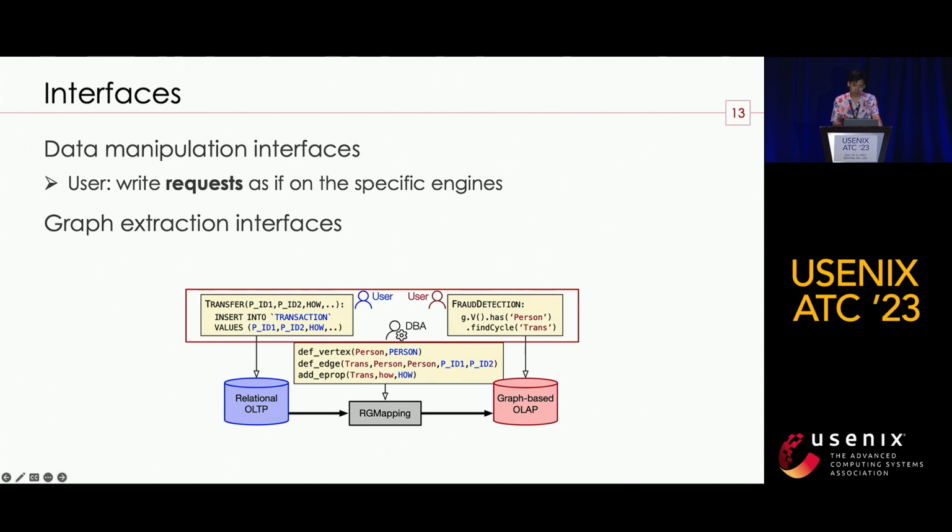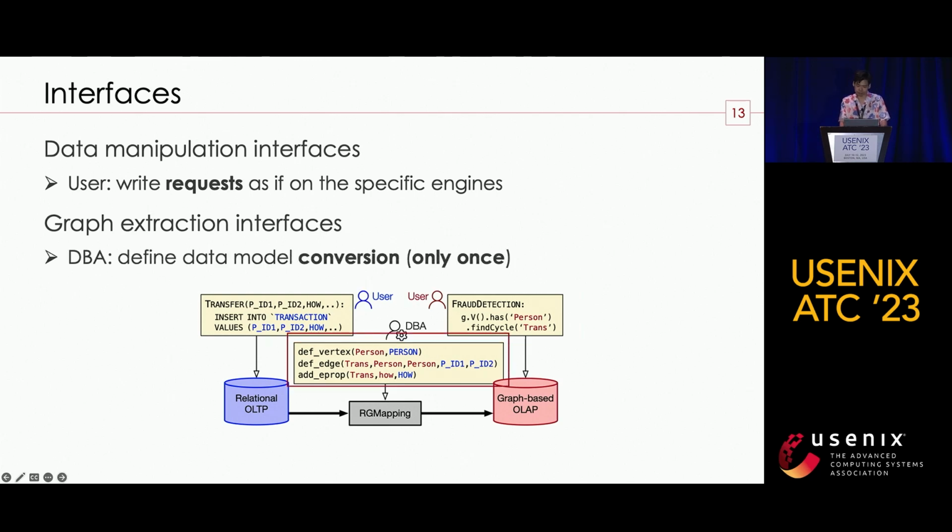And the graph extraction interfaces are more like the DDL languages in SQL systems. It is provided by a newly designed model called RG mapping. This type of interface is used by system administrators, allowing them to define the mapping only once, instead of for each request.